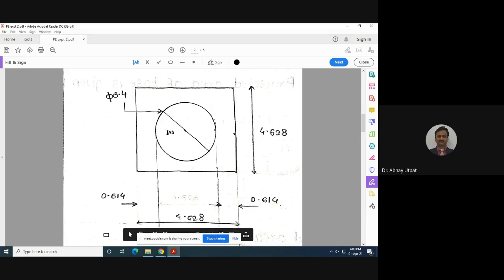Now how to calculate the wall thickness? If this is the plate and this is your mold, that is the cavity, then this gap will be called the wall thickness. So you have to subtract 4.6 minus 3.4, and you will get 0.614 centimeter. 0.614 centimeter is the wall thickness.